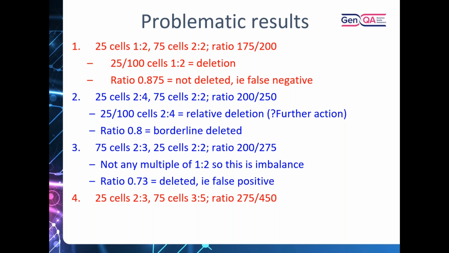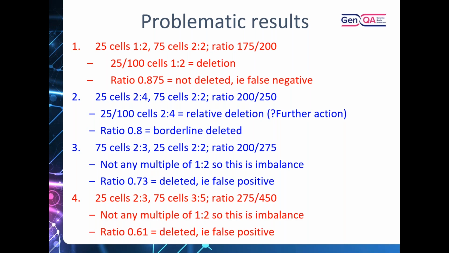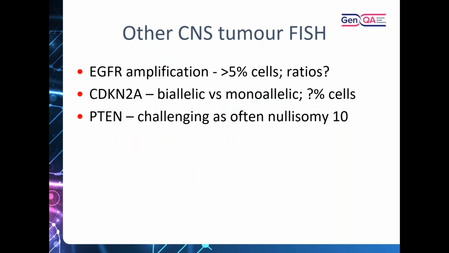The last one there, similar kind of thing, but just flip that around a little bit. 25 cells, 2:3, signal copy numbers. 75 cells, 3:5. The overall ratio, 275 over 450. And what does that come to? Again, a ratio of 0.61. So that would look quite clearly deleted if you were just relying on the actual signal ratios there. But strictly speaking, those people looking at the whole signals themselves would look at those thinking, well, actually 2:3 or 3:5 is not what we'd expect to see with deletion. So it just illustrates some of the challenges that we face within these sort of scoring systems.